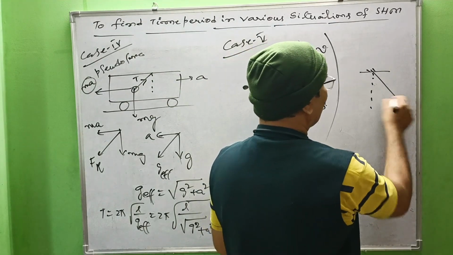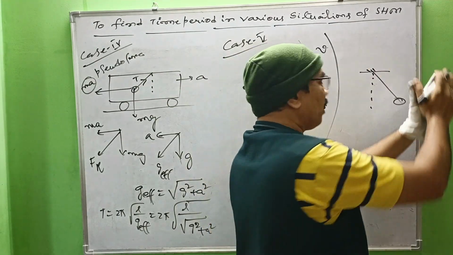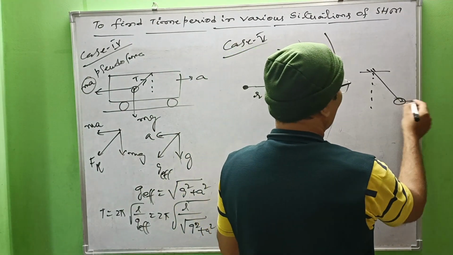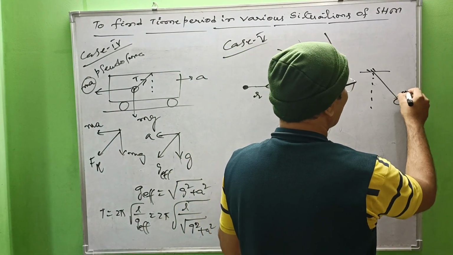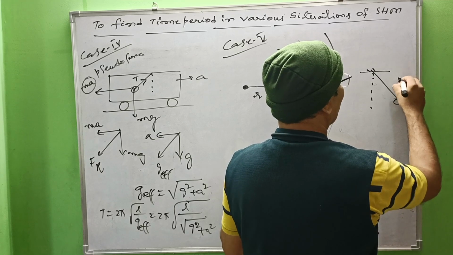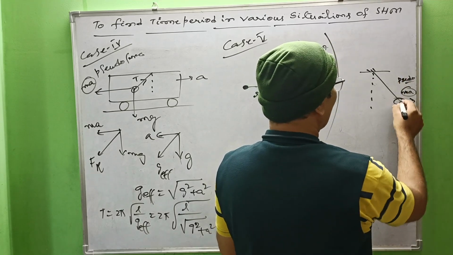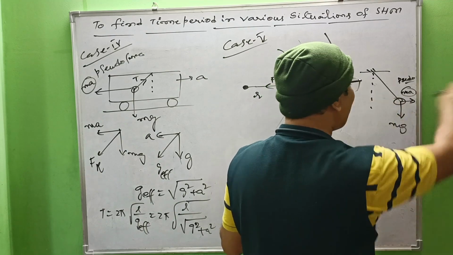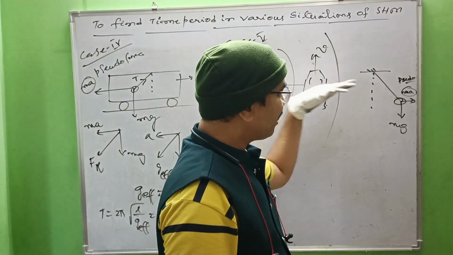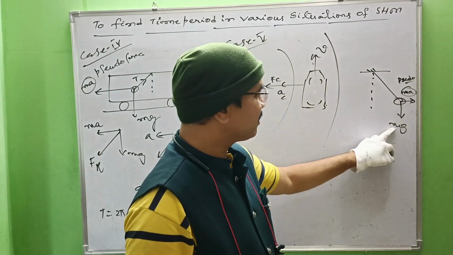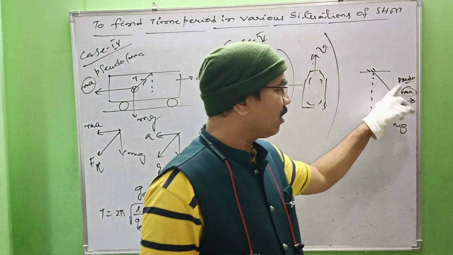So here the pendulum is pulled away from the center of the circle because of the pseudo force, right? It is acted upon by the pseudo force MA horizontally rightwards, and MG vertically downwards. So again we have two forces. This is the real or true force, and this is the pseudo force.